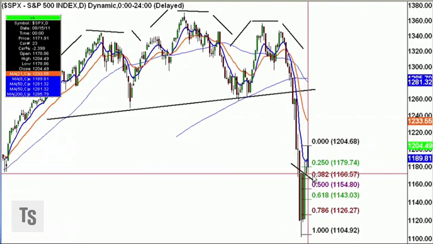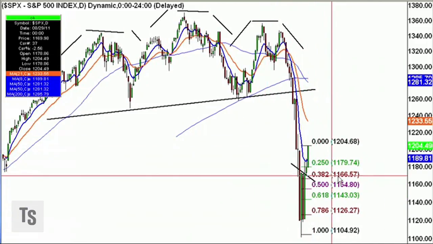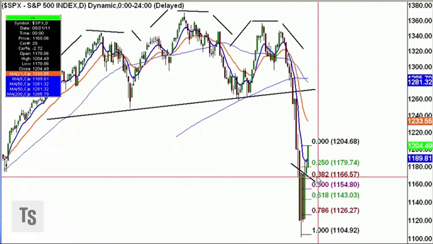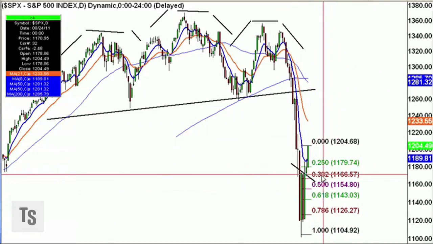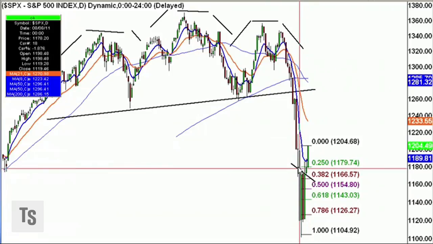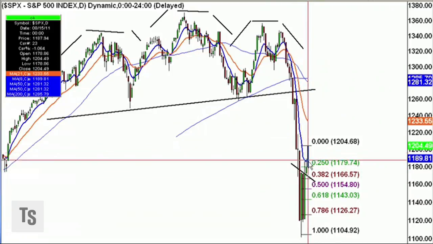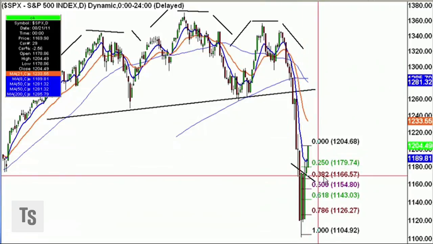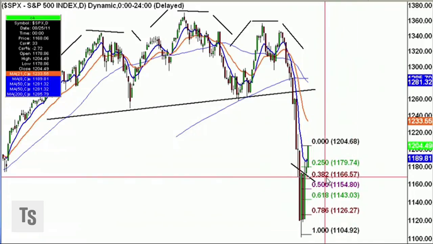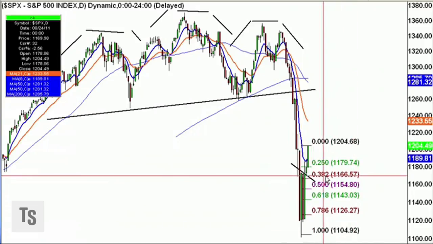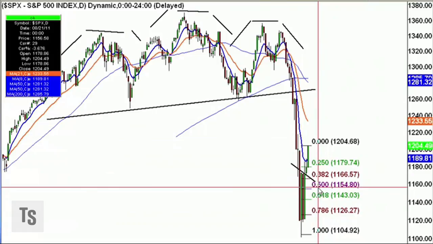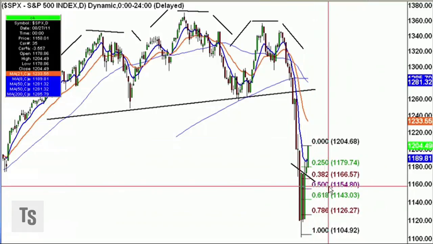The 38.2% Fibonacci retracement is 1166. So the market should hold this area, which is also a retest of this broken lower pivot to the upside. If there's any commitment to this move, if you want to see any quick upside momentum, this level should hold. And if this level were to break, the line in the sand is the 50% retracement level, which is 1154.